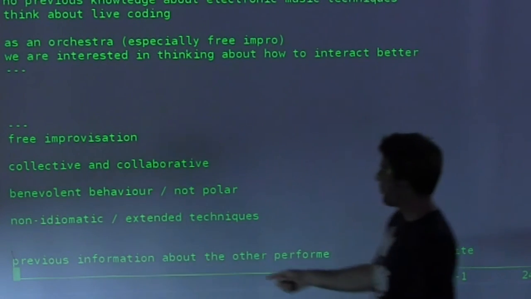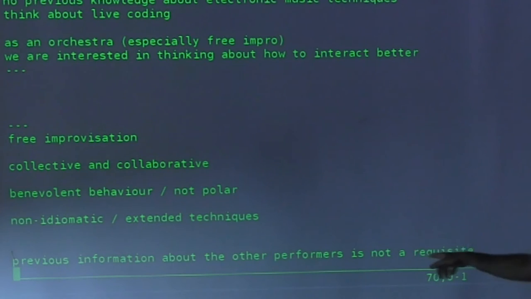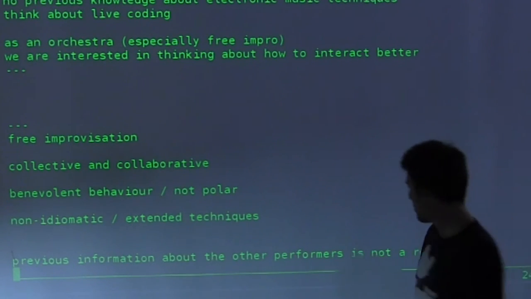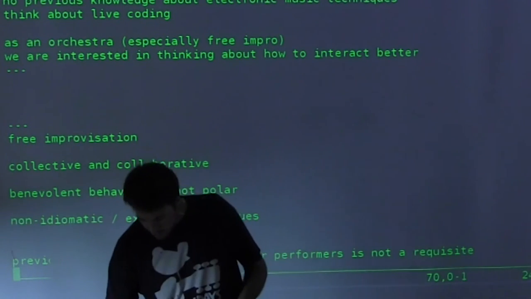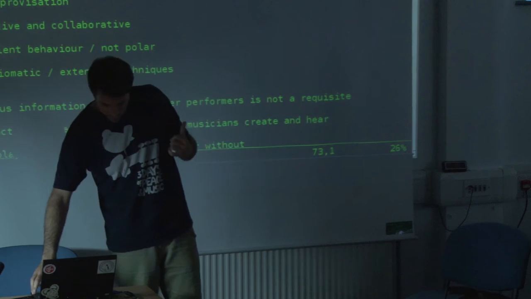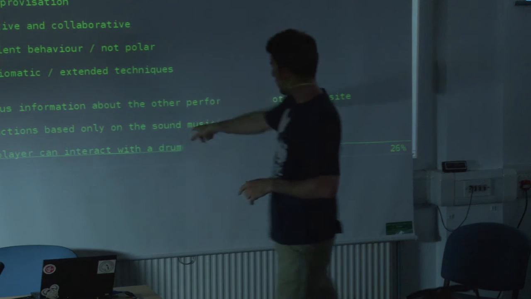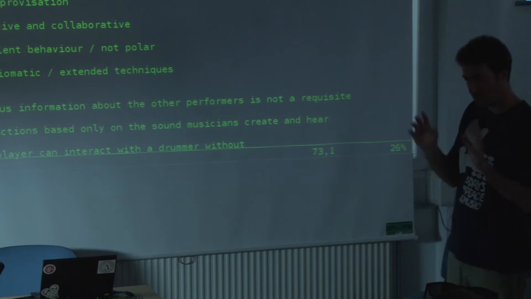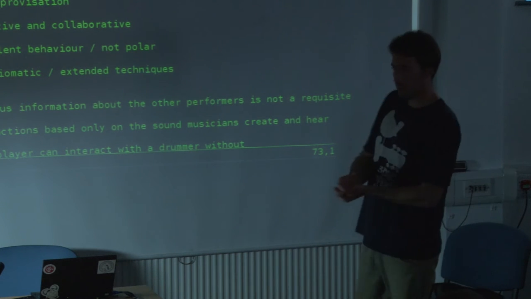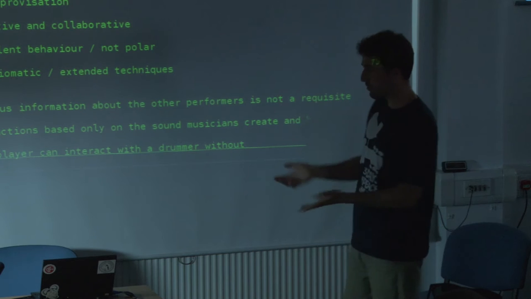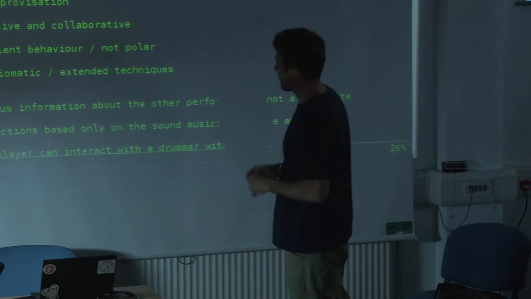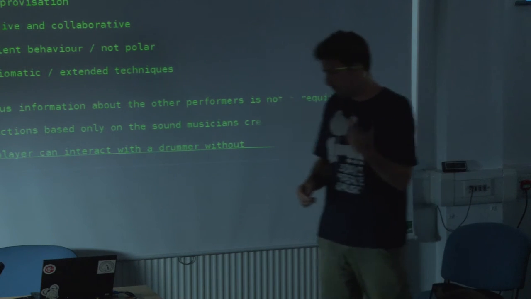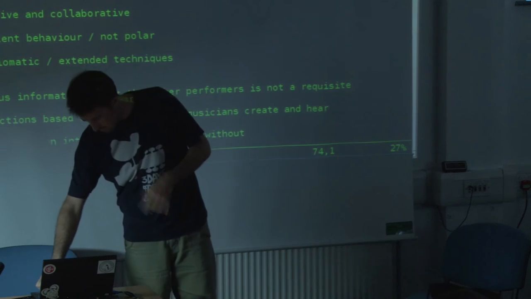This is a very important thing in free improvisation: previous information about the other performer is not a requisite. That's because the interaction should be based only on the sounds musicians create in the actual performance. Only the sounds should be enough for this effective interaction in free improvisation. For example, the bass player should interact with a drummer without needing to stare at him.